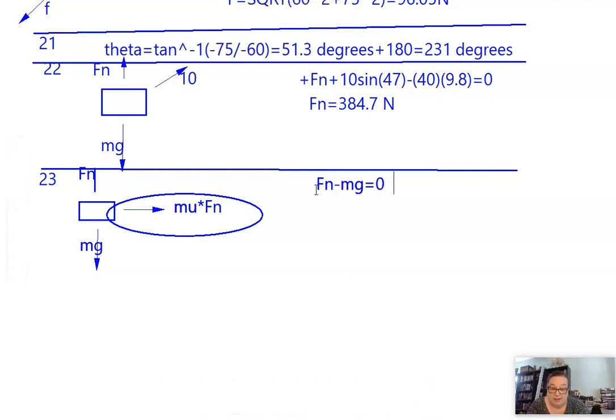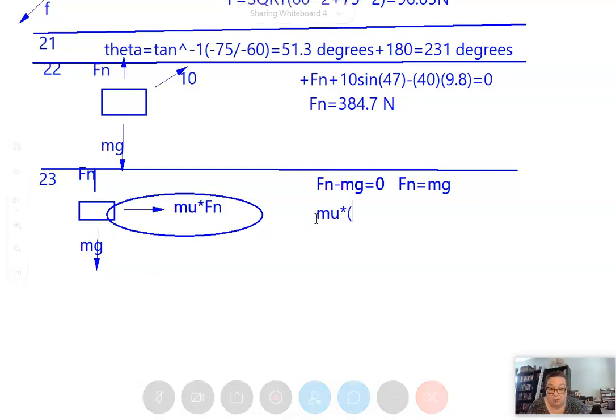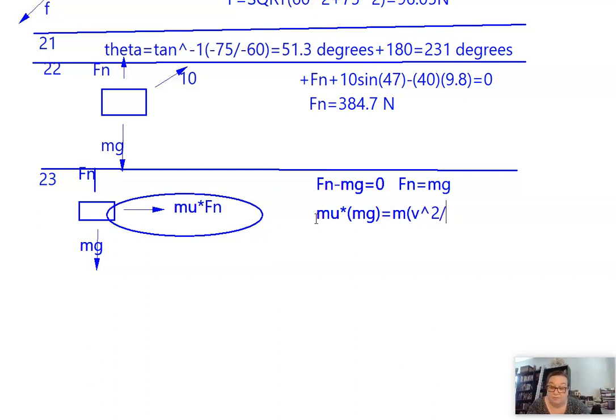So that tells us in this case that the force normal is just equal to mg. And then we have the x direction. In the x direction, we're going to get mu times the force normal, which we now know is mg, has to equal the mass times the acceleration of the object. In this case, because it's going in circular motion, that acceleration is the centripetal acceleration, v squared over r.